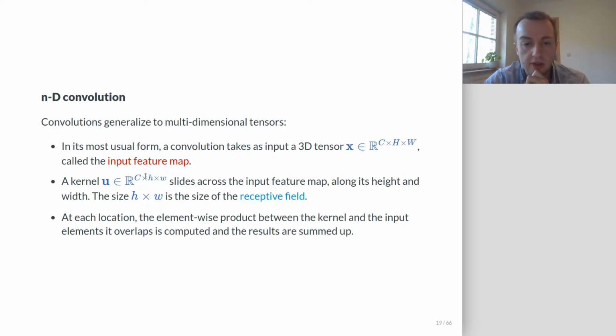And we would also call the h times w the size of the receptive field of that kernel. And then similarly as before, at each valid location of the kernel, when we slide it across the input tensor, we would compute the element-wise product between the kernel and the input elements it overlaps, and all these products would be summed together, and that would be the result of the convolution at this location.